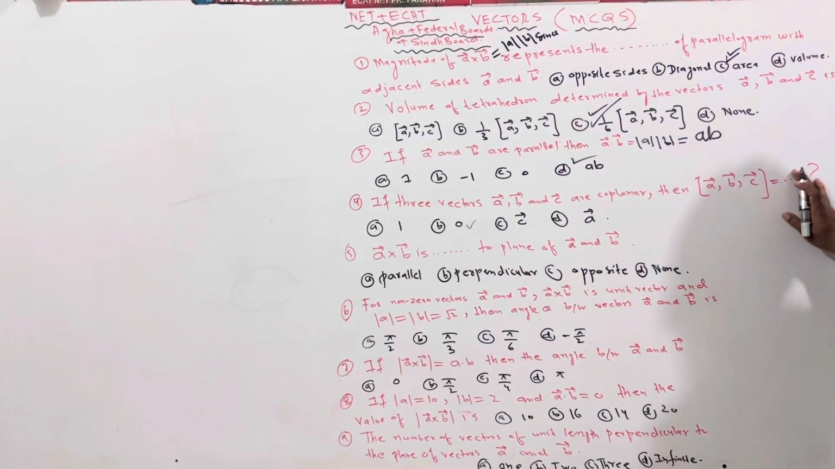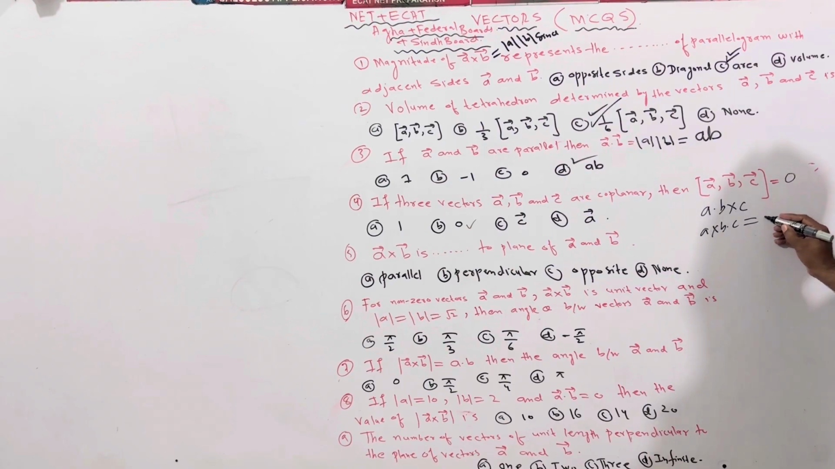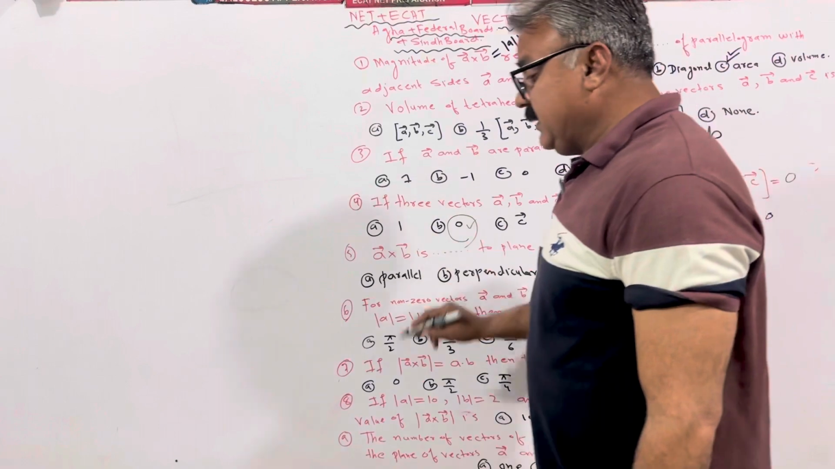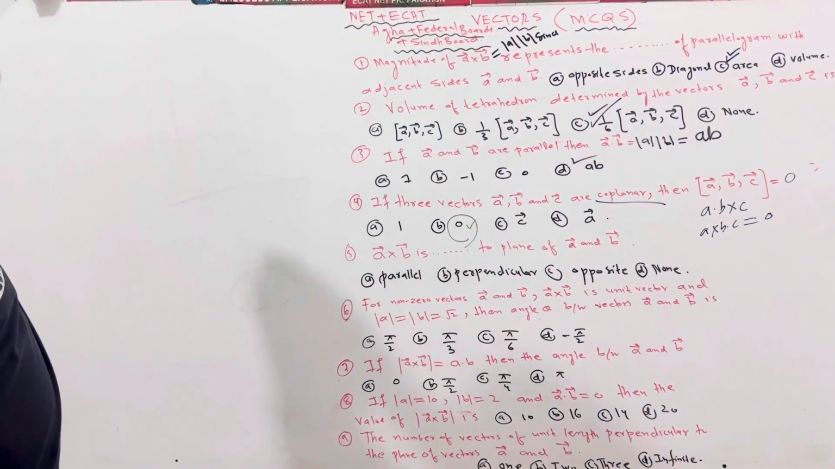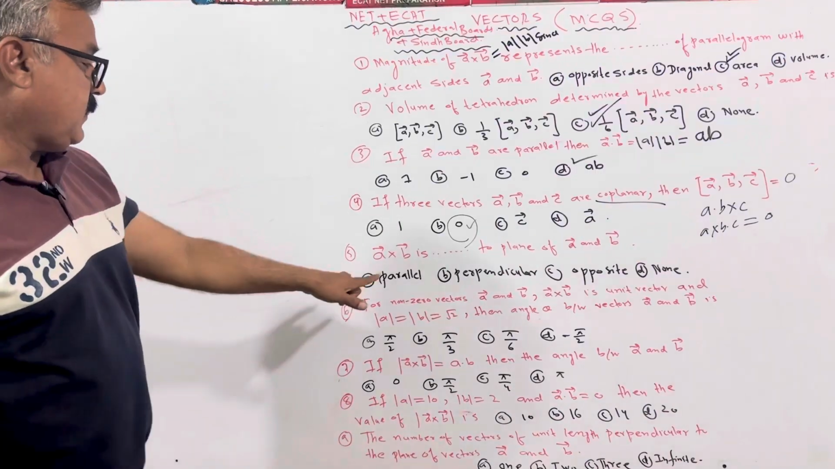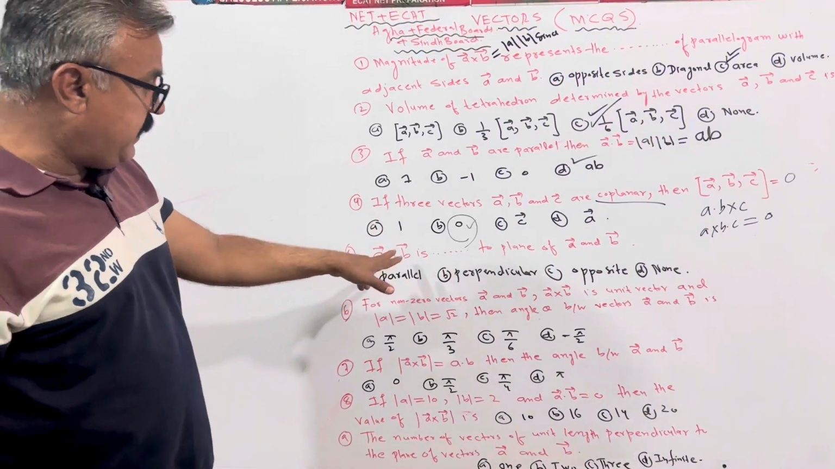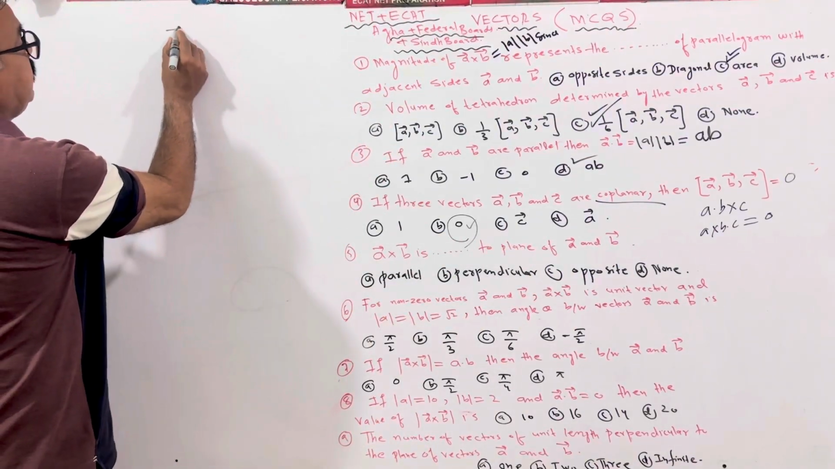Let me write for this. It's equal to 0. It can be written as A dot B cross C, or A cross B dot C is equal to 0. When the vectors are coplanar, their scalar triple product is equal to 0. Now, the result of A cross B is always perpendicular to A and B.